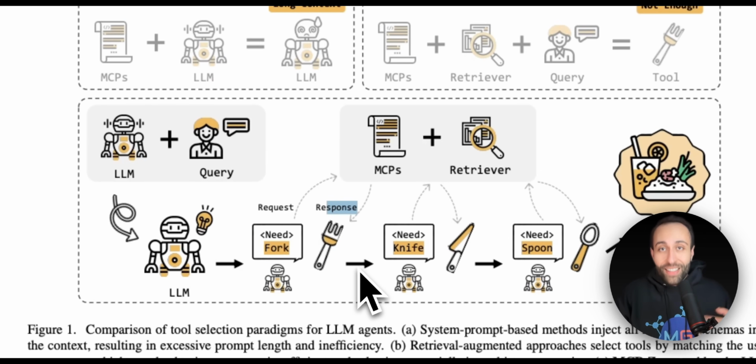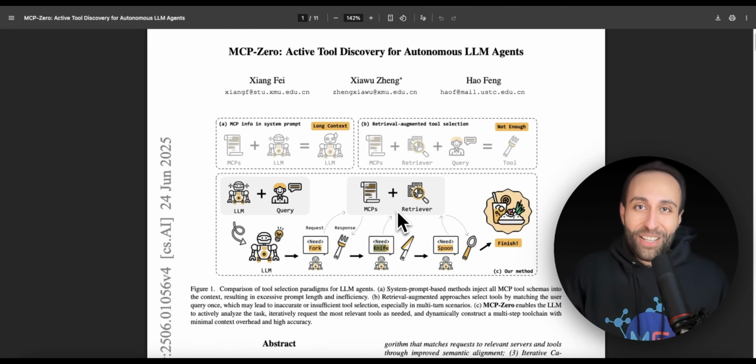Iteratively, we do the next step. Okay, what else do I need to resolve that need? This time I need knife. Again, I do RAG on the need of this AI agent to find that tool and bring it to the agent. Then we do this iteratively until we finish the job.